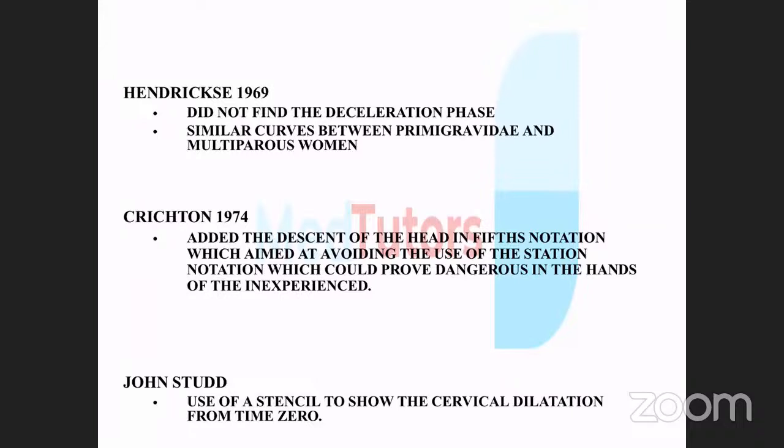Now, in 1969, Hendricks did not find the deceleration phase and noted that similar curves were found between primigravida and multiparous women. In 1974, Crichton added the descent of the presenting part in fifths notation. That descent is Crichton's fifths: 5/5, 4/5, 3/5, 2/5, 1/5, 0/5, which could prove dangerous in the hands of the inexperienced. John Studd used a stencil to show the cervical dilatation from 0. Next slide.